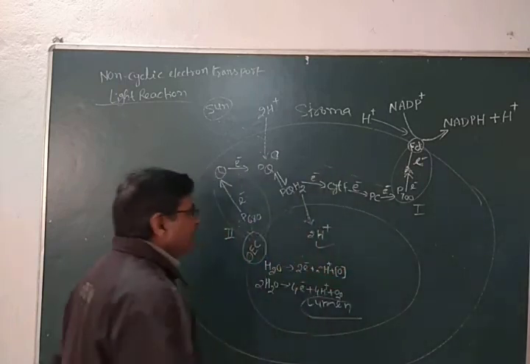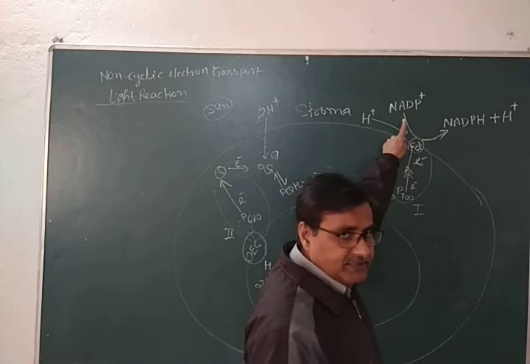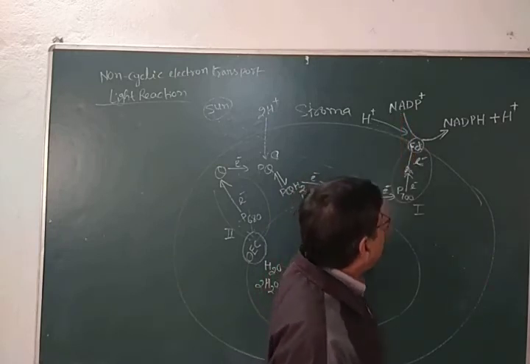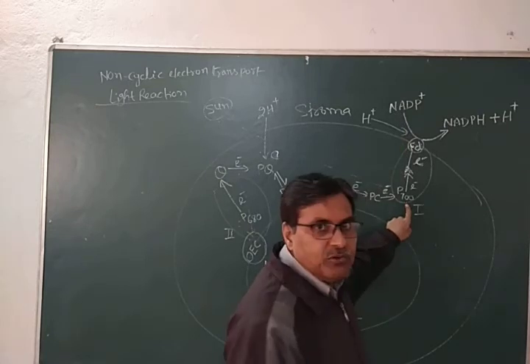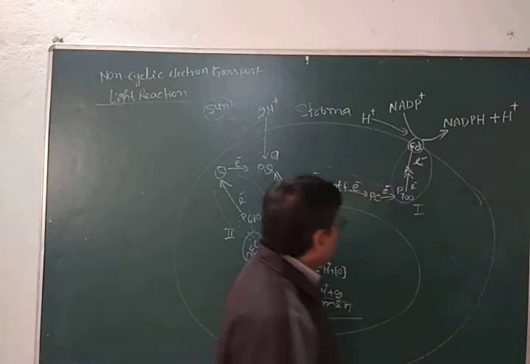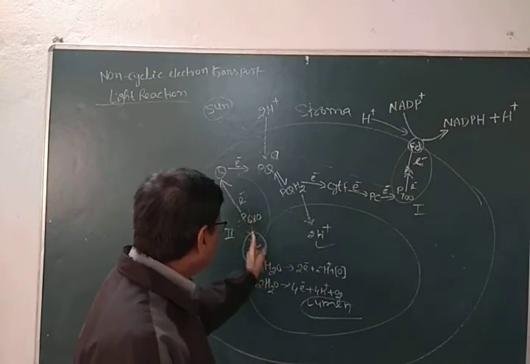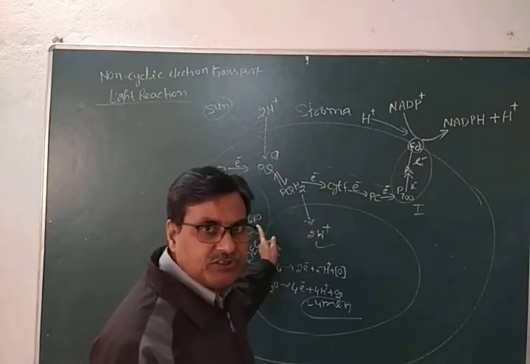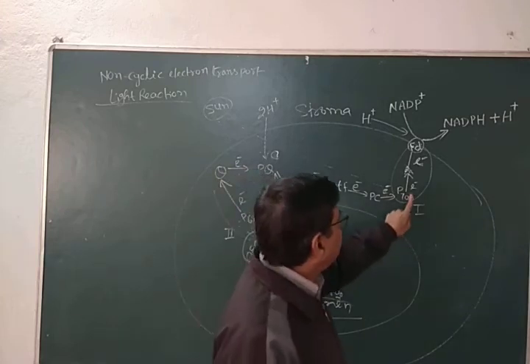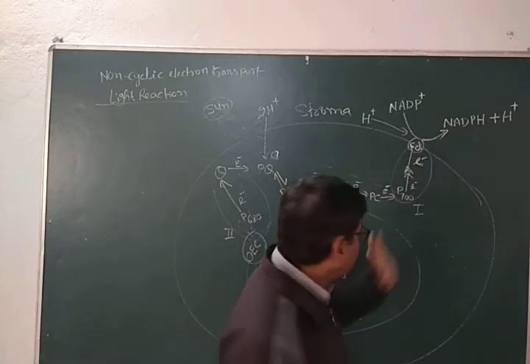So finally what we learned is that for the reduction of NADP, which is in the oxidized state, the electron comes from photosystem 1 to form the NADPH plus H plus. And for the reduction of photosystem 1, the electron comes from photosystem 2. Photosystem 2 provides electron for the reduction of photosystem 1, and photosystem 1 provides electron for the reduction of NADP to form the NADPH plus H plus.